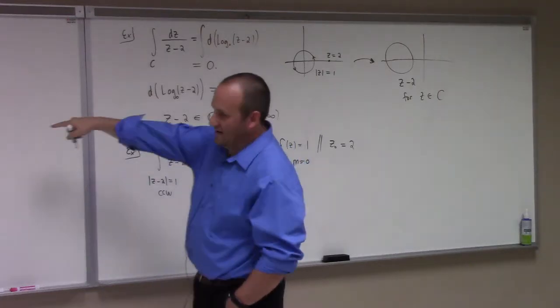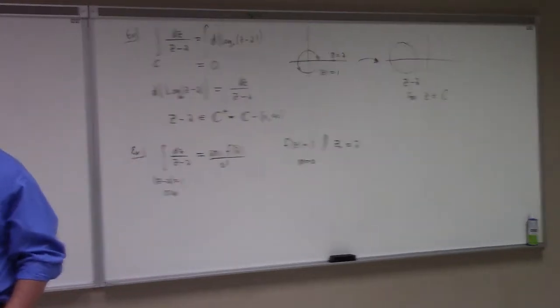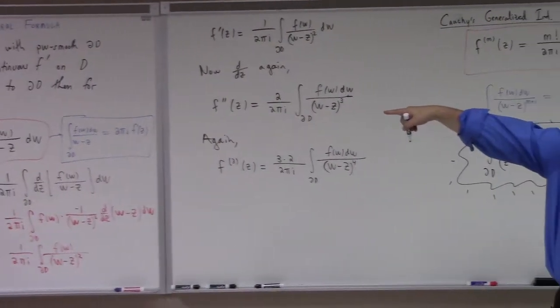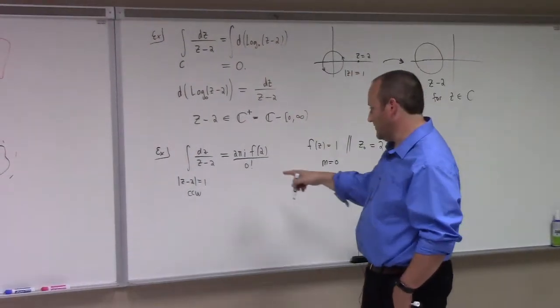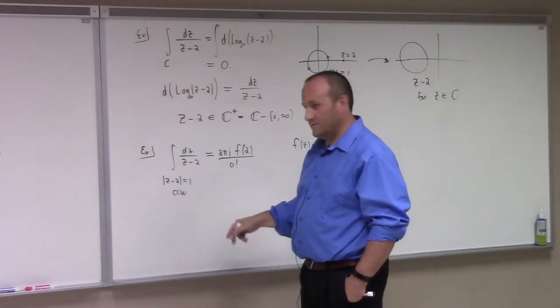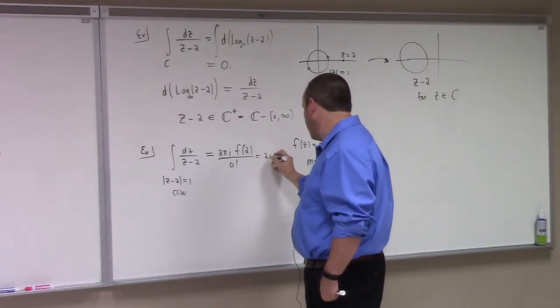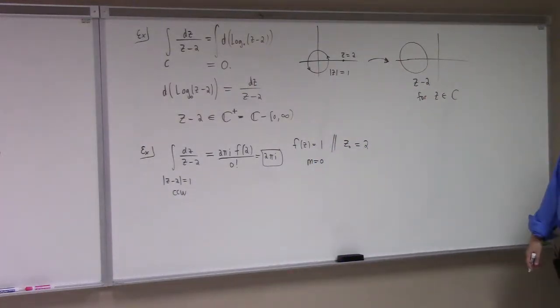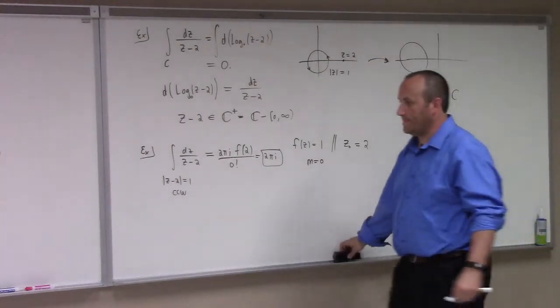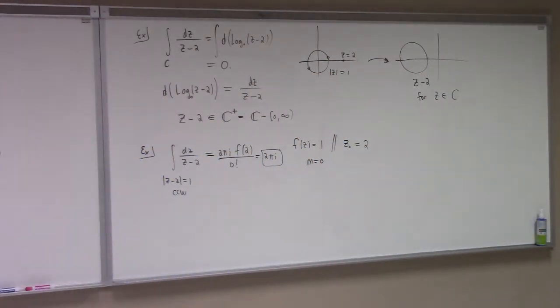Or, of course, you could go back to the blue formula over there and just use that directly. The point is the generalized integral formula collapses back to that blue formula because 0 factorial is 1, and f of 2 is, well, anyway, the answer here is 2 pi i. Now, could you have calculated that directly? Yeah, you could have calculated that directly much faster at this point.